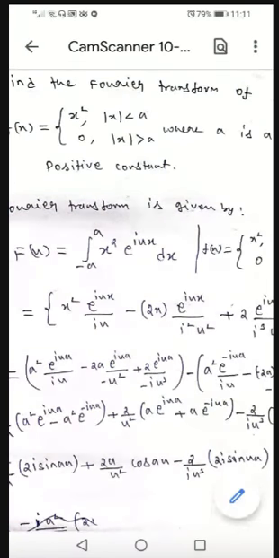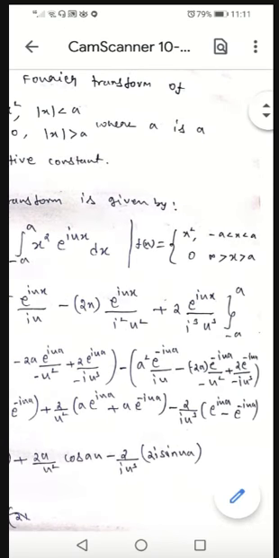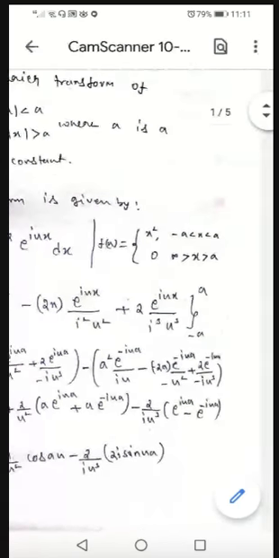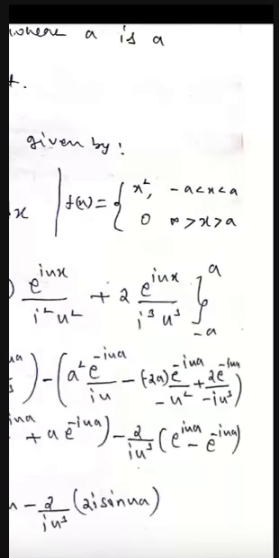Mod of x is greater than a means what? x is greater than a, I agree. But x has to be less than some number. What is that number? That unknown number, we can say it is infinity. So f of x is x square when x is greater than minus a and less than plus a, and 0 whenever x is less than infinity and greater than a.